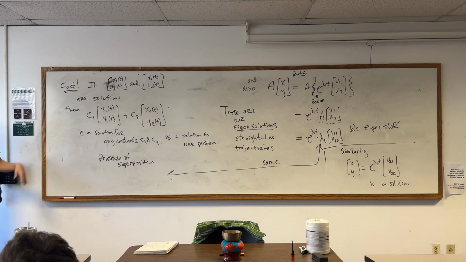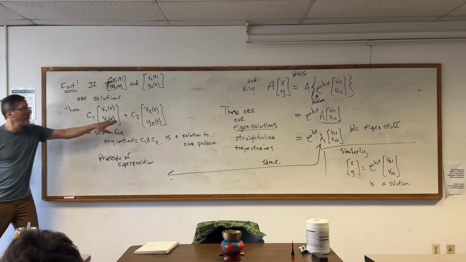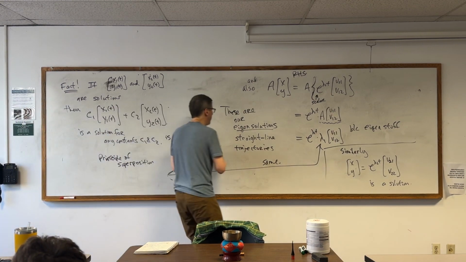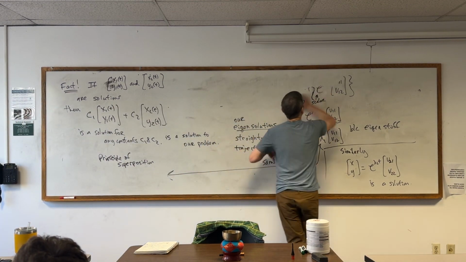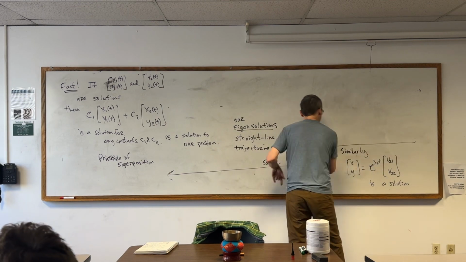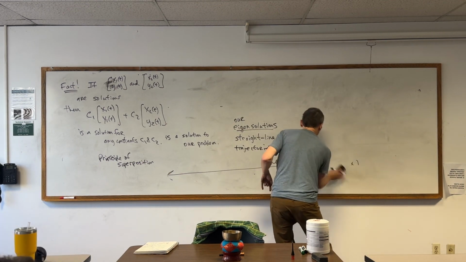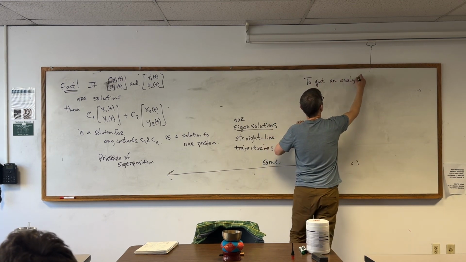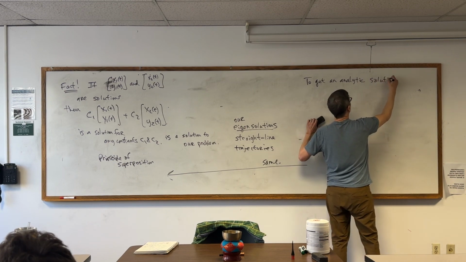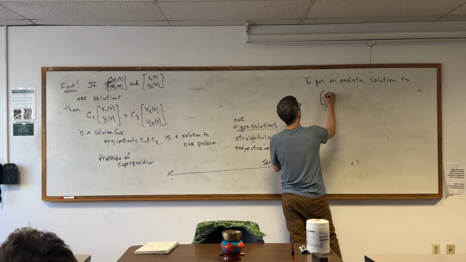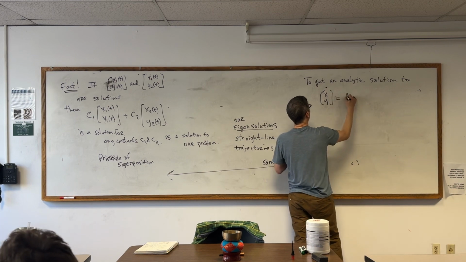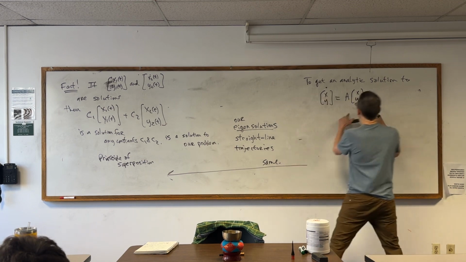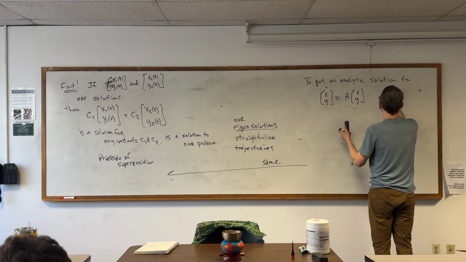All right, to find these C1 and C2, let me show you the plan before we even do it. The plan is going to be this. Here's the step-by-step plan to get an analytic solution to (x, y) dot equals A times (x, y), with some initial condition.